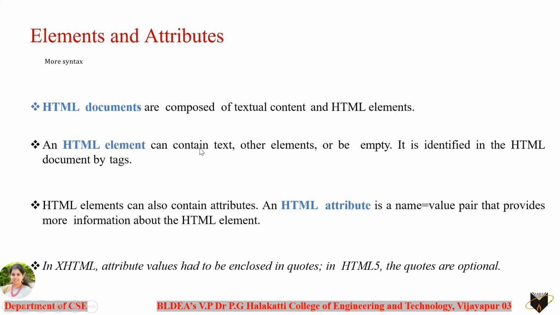An HTML element can contain text, other elements, or be empty, and it can have attributes. It is defined in HTML documents by tags. With an example in the next slide, you will get to know what HTML elements are and what their contents are. HTML elements can also contain attributes. An HTML attribute is in the form of a name equals value pair that provides more information about the HTML element. In XHTML, attribute values have to be enclosed in quotes, but in HTML5 the quotes are optional. That means you may or may not use them.